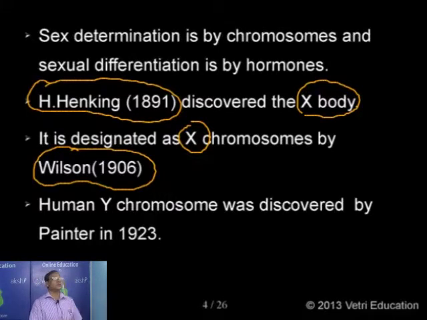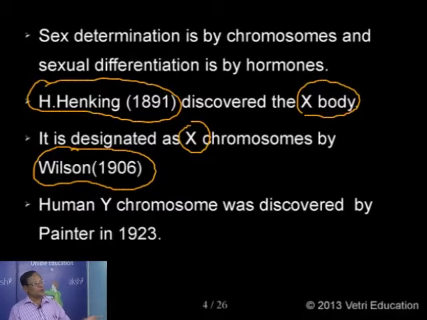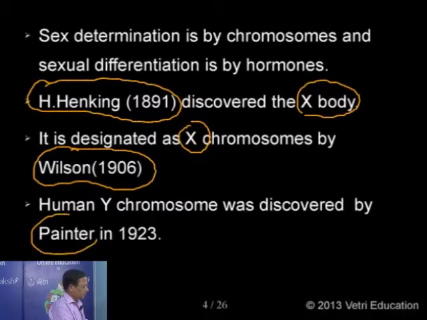The person who is responsible for the color blindness inheritance. Now, the human Y chromosome was discovered in Berlin, not immediately but after just a few years, in 1923 only. The Y chromosome was reported by Painter. This is something about the discovery.